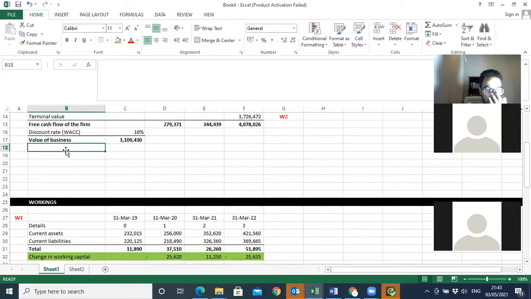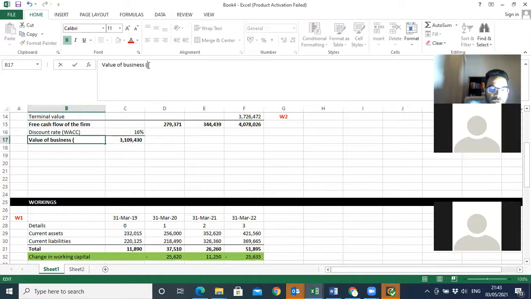Now we need to do some other things. Remember, that value of the business is the value of the operations. We want the value of the entire business, not just of operations. So what do we do? We add the market value of non-core assets, or non-operating assets. So we add the market value of non-operating assets.